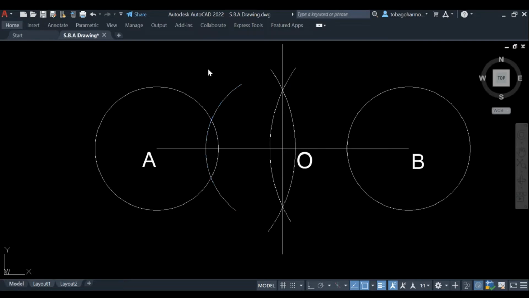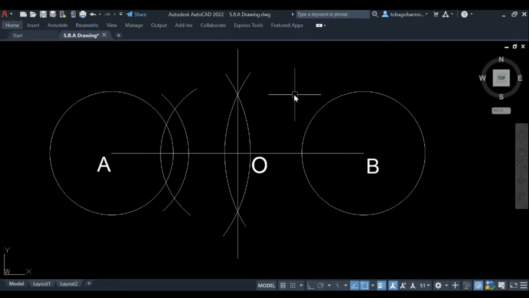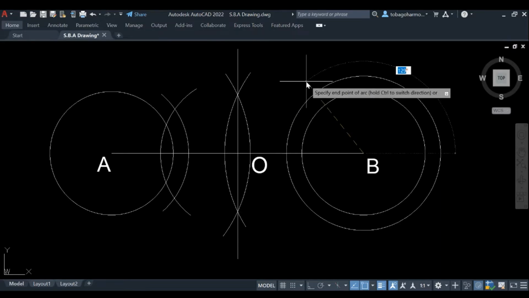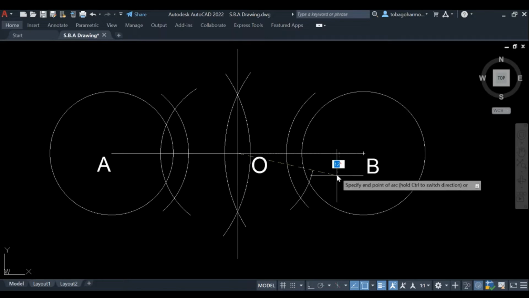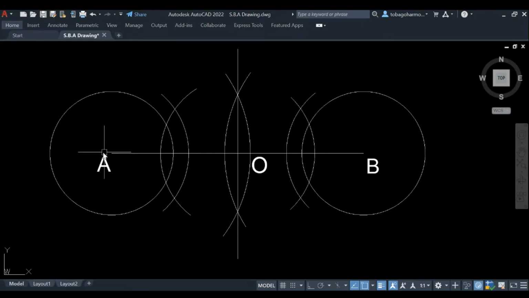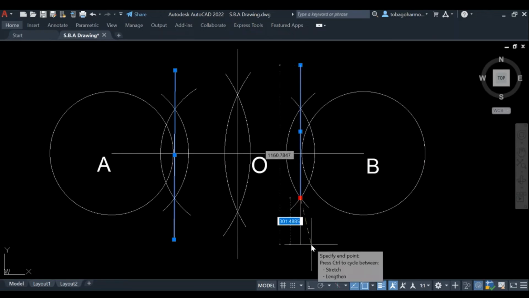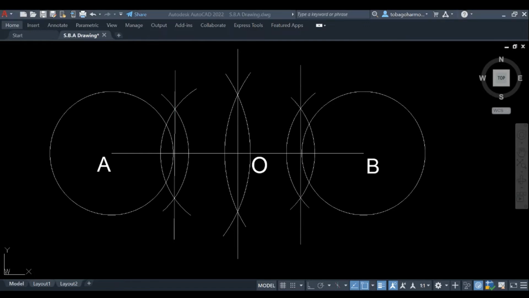So this is us bisecting AO as we speak. Again, it's the same construction procedure all the time. Nothing has changed. And now we are bisecting OB. Good. Now after drawing the arcs, what we're going to do next is draw the bisecting lines. There you go. And of course I will just extend it a bit so that it can stand out and you can see it clearly.